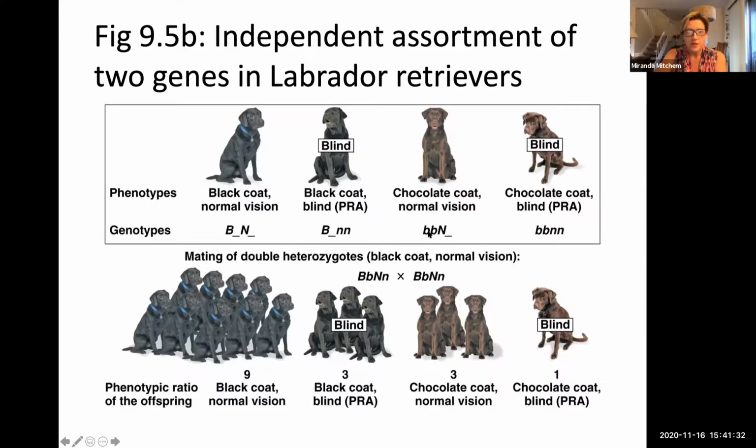fur color. So when we take these and mate them, we're mating the double heterozygotes. That would be big B, little b, big N, little n, again, crossing itself. Look at the pattern we get. Nine of the dogs have a black coat with normal vision. Three of them have a black coat, but they are blind. Three of them have a chocolate coat with normal vision. And one of the dogs has a chocolate coat and is blind. And this is showing us the law of independent assortment. In this case, we are looking at fur color and vision.